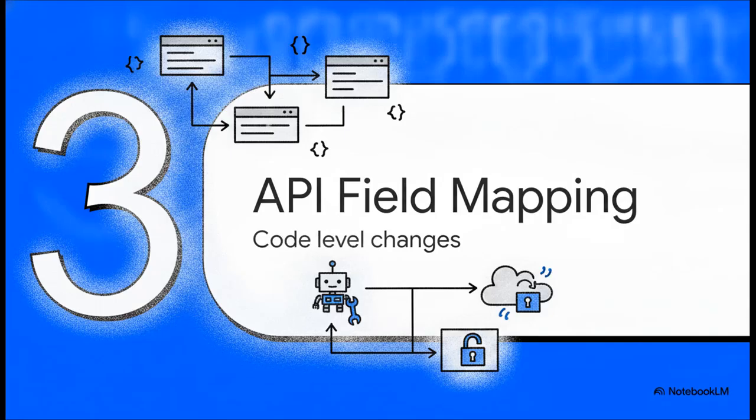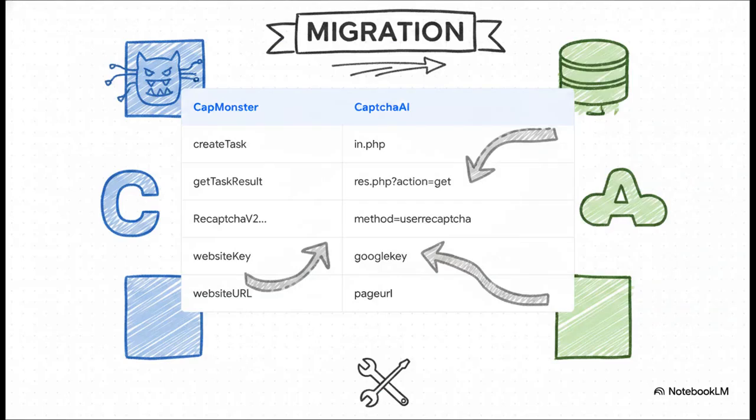All right, Section 3, API Field Mapping Details. Let's actually look under the hood and get down to the code level. What's really interesting here is how straightforward the translation is. You're shifting from CapMonster's JSON post tasks over to CaptchaAI's REST query parameters. So instead of calling createTask, you're going to route to in.php. Instead of pulling getTaskResult, you'll just query res.php?action=get. Your target website key simply becomes googlekey, and website URL maps straight to pageurl.